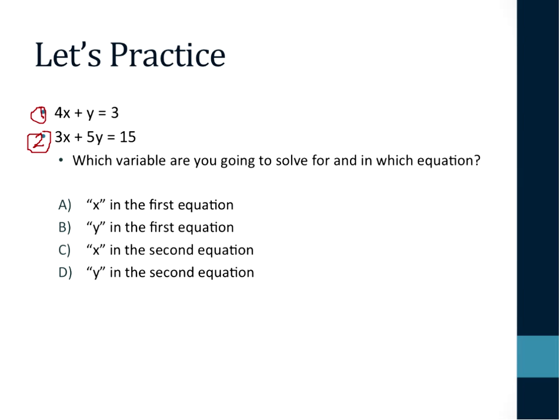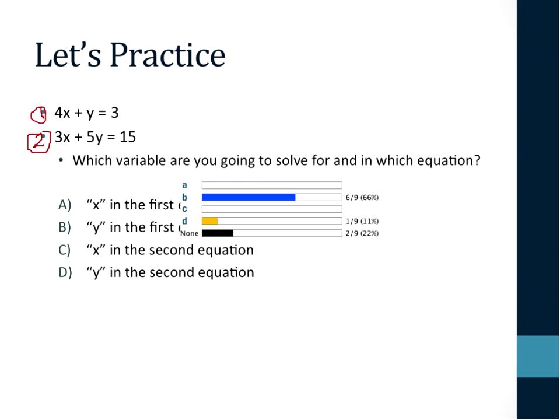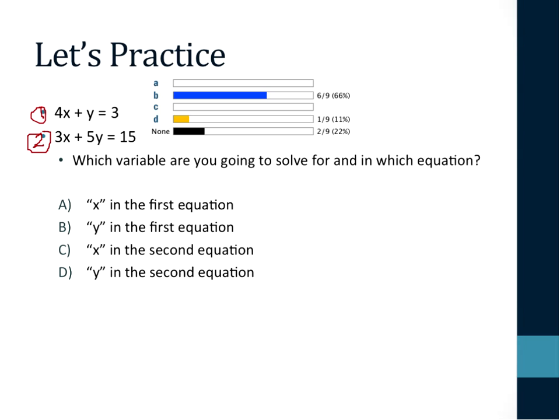Okay, good. I'm going to publish our poll here. Most of you looked at B, which was y in the first equation. And that's probably what I would choose, because we can see that we would subtract 4x to get y equals negative 4x plus 3. That's pretty easy to look at.